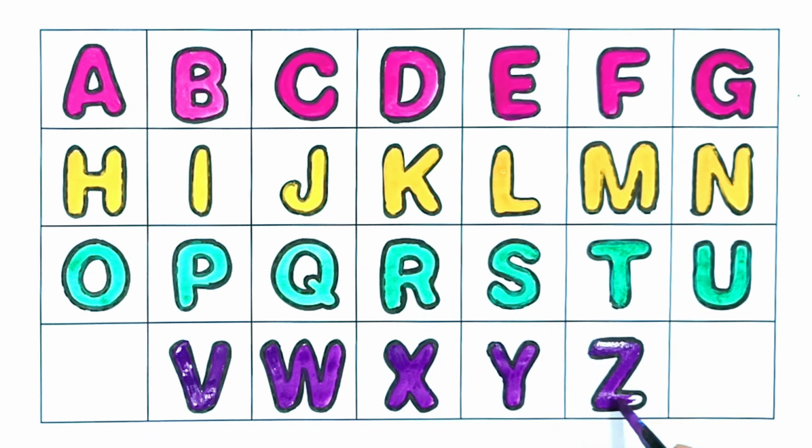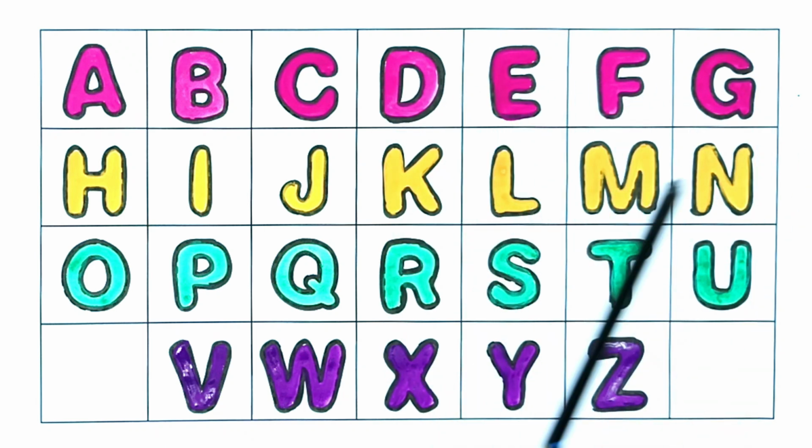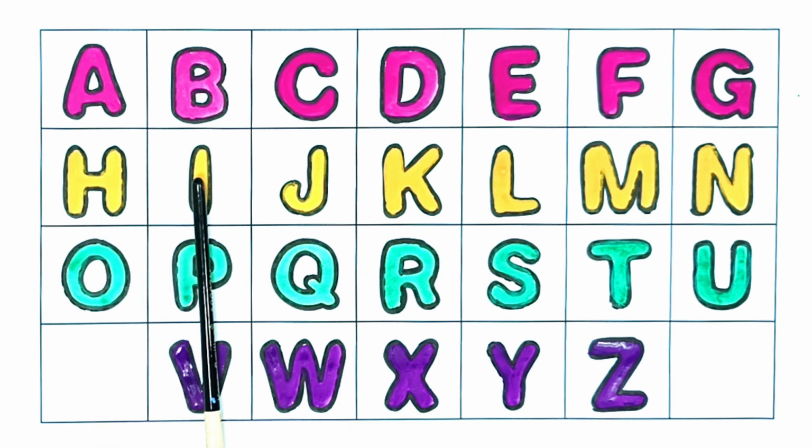Z for zebra, Z for zebra, A, B, C, D, E, F, G, H, I, J, K, L, M, N, O, P, Q, R, S, T, U, V, W, X, Y, Z.